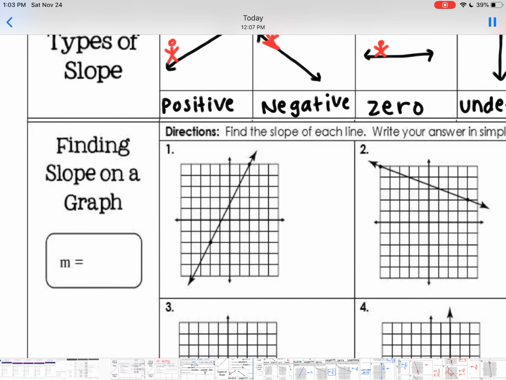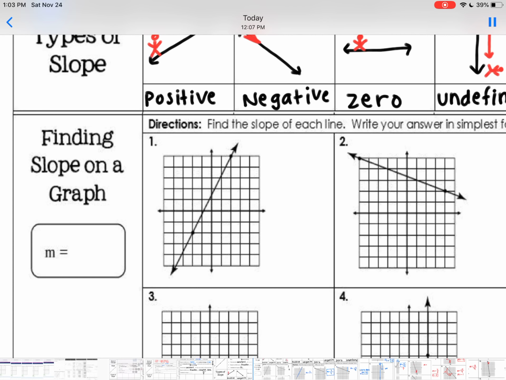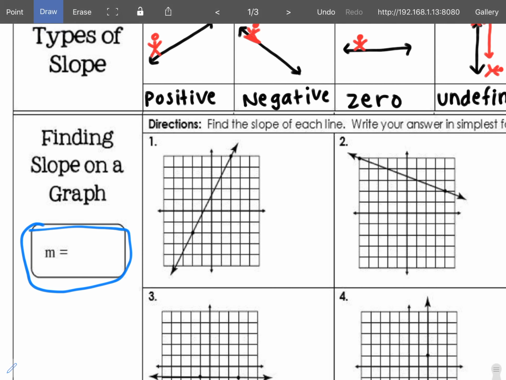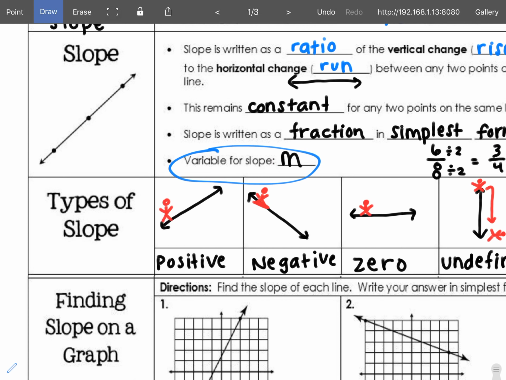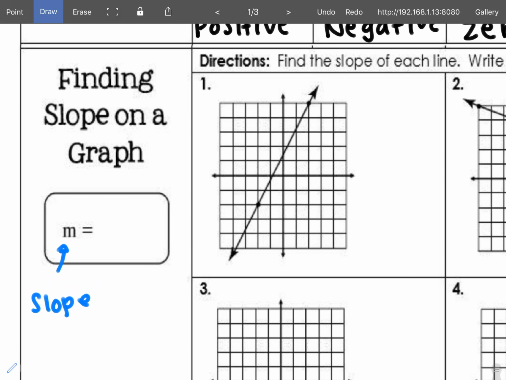Okay, let's go on to a couple examples. It says find the slope of each line. Now look what it says over there. It says m equals. Remember, what is m? M is the slope. Don't forget, didn't we say up here the variable for slope is m? So if it's saying m equals, it's saying the slope equals. Now, what did we talk about at the very beginning? Slope was rise over run.